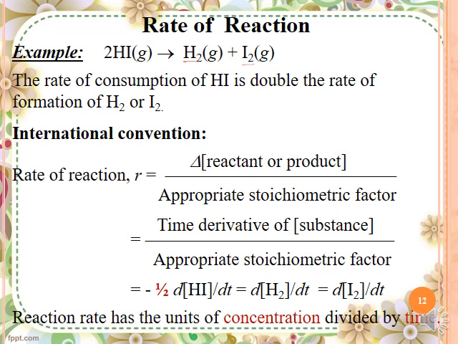Negative half d hydrogen iodide over dt equal to d hydrogen over dt and d iodine over dt, because these are the products, so it's a positive value. Note that equal sign.